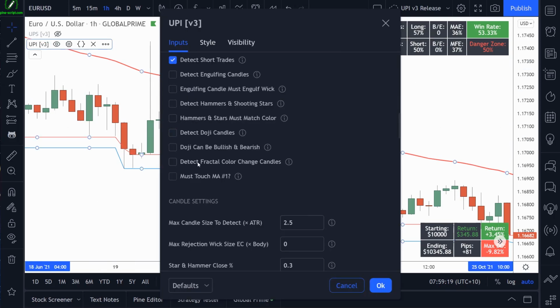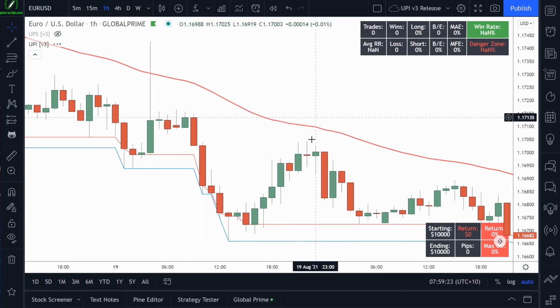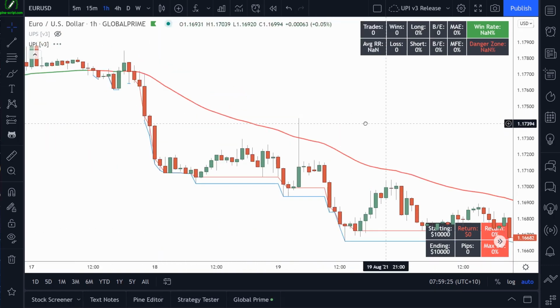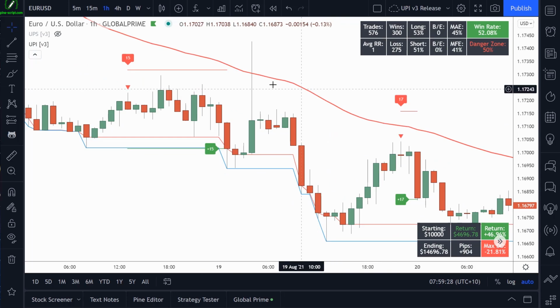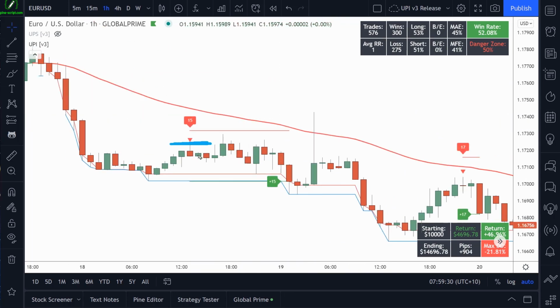And then finally, we have our detect fractal color change candles. So that sounds complicated, but really it's not. All we're looking for is a swing high candle that changes color against the pullback. So in the case of a bearish setup, we're looking for a price to make a new low, price to then pull back a few green candles, and then we're looking for a swing high candle that is bearish. That's the only rule for this setup.